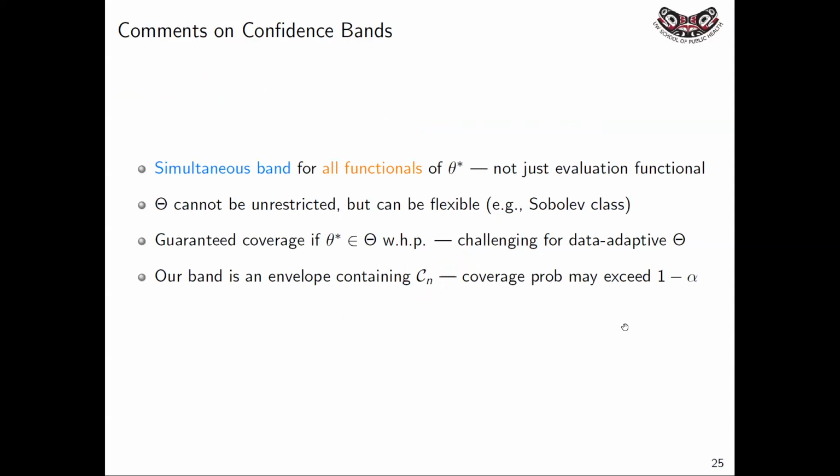We could take a Sobolev class, which is somewhat similar to what you were proposing, and we have guaranteed convergence if our theta star is in theta, but it would be challenging for data adaptive theta. Again, this is a little bit hand wavy in our derivation. And the confidence bands that we construct are an envelope, so they're conservative. By default, the coverage might exceed 1 minus alpha.